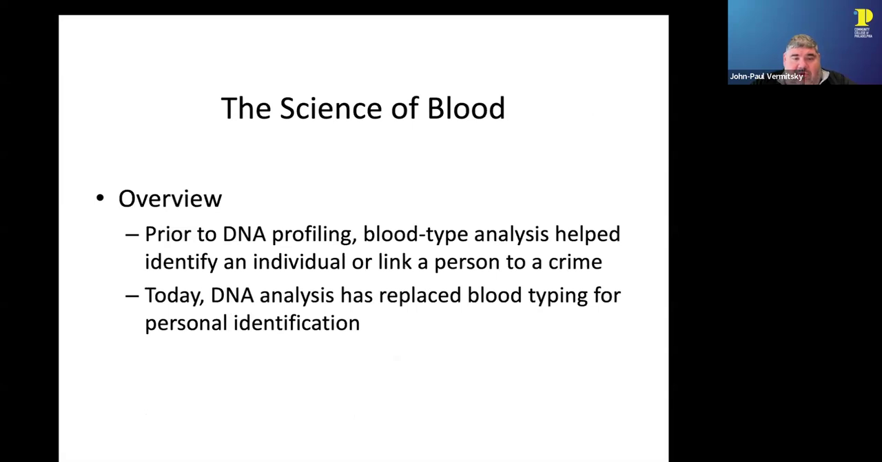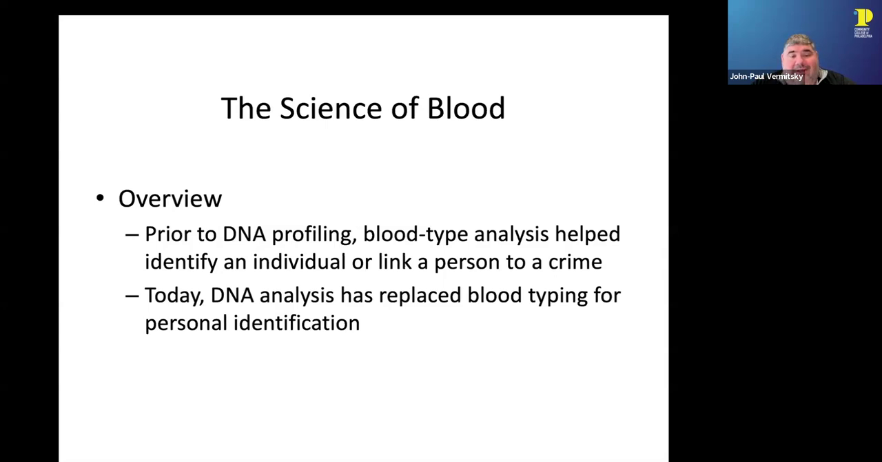So prior to DNA profiling, which really started back in the late 90s, blood type analysis helped to identify an individual or link a person to a crime. The problem with just using blood type is that there are many people that have the same type of blood. Now, if you have some suspects and out of all those suspects, one of them matches a blood type, that is significant, but it's not an absolute.